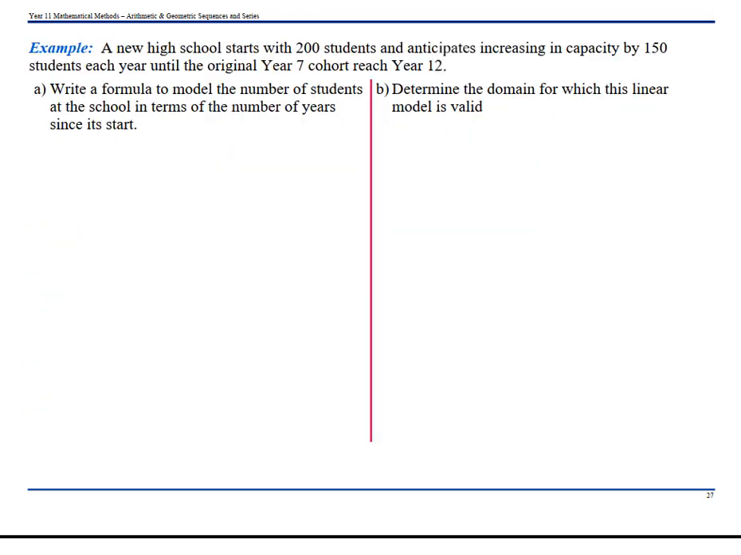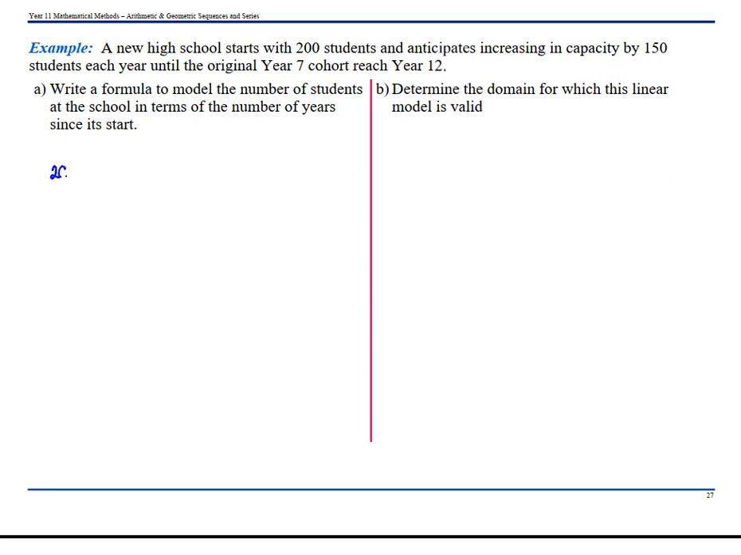So let's look at an example. A new high school starts with 200 students and anticipates increasing in capacity by 150 students each year until the original Year 7 cohort reach Year 12. So I suppose you could make it sound like Calliope High School, for example. So write a formula to model the number of students at the school in terms of numbers of years since the start. So what we've got, we're just modeling it.